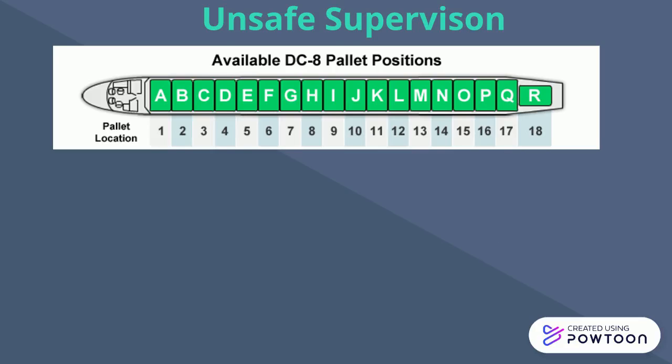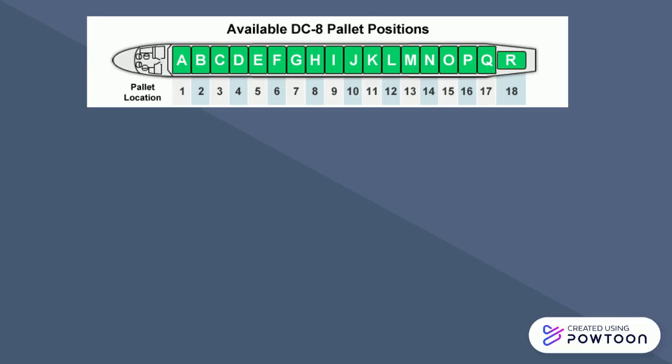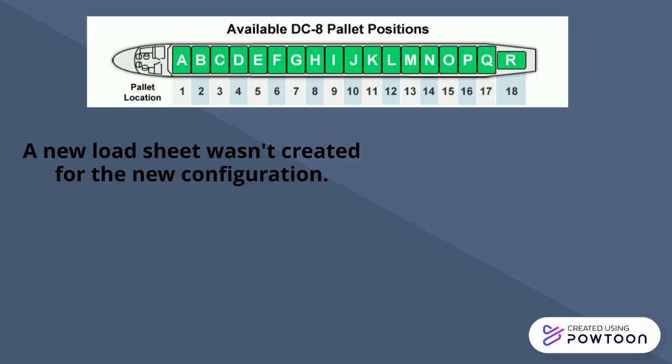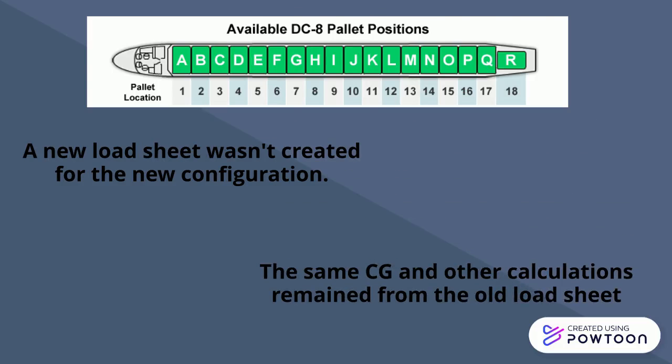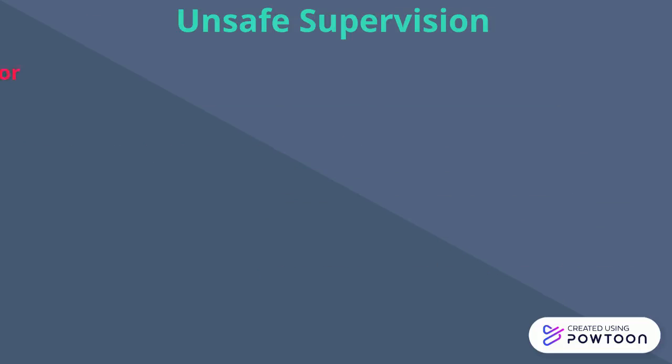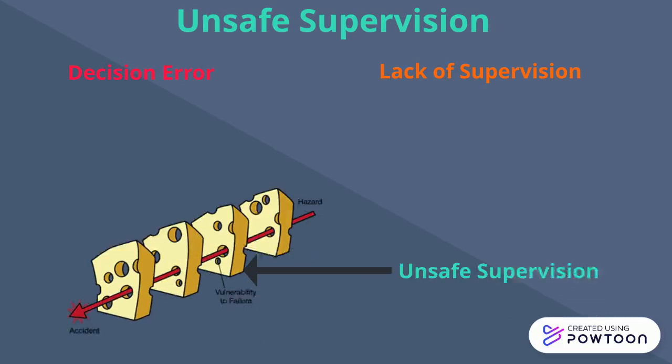In addition, supervisors wanted position 4 to be rotated 180 degrees, but due to miscommunication, it was rotated 90 degrees. Based on the supervisor's decision, positions 4 and 5 were occupied, while position 2 was empty. However, a weight imbalance was not created for the new configuration, so the performance limitations were still from the old weight imbalance sheet. The decision error and lack of supervision from the supervisors resulted in a hole in the second level of the model.